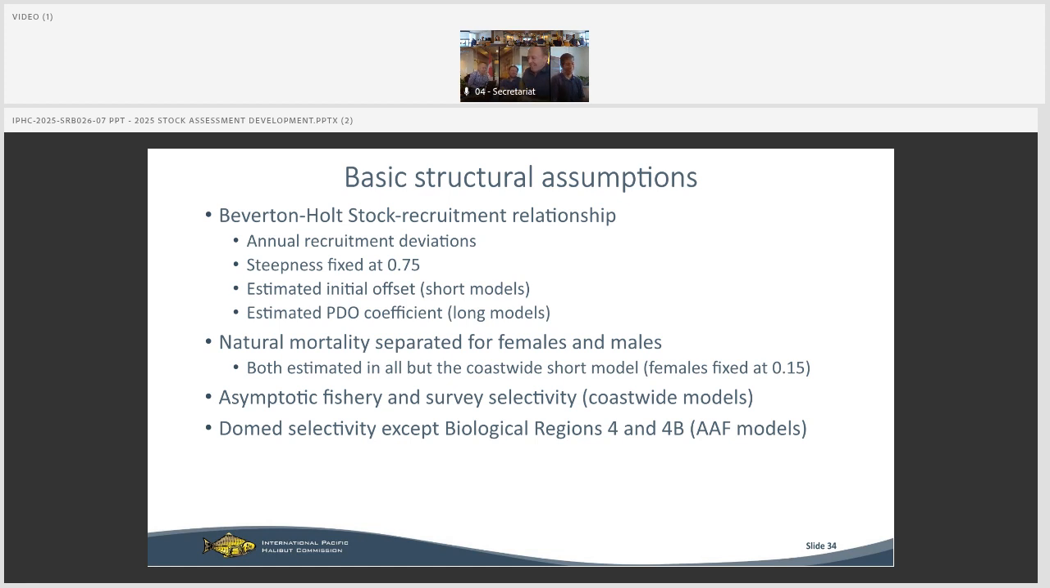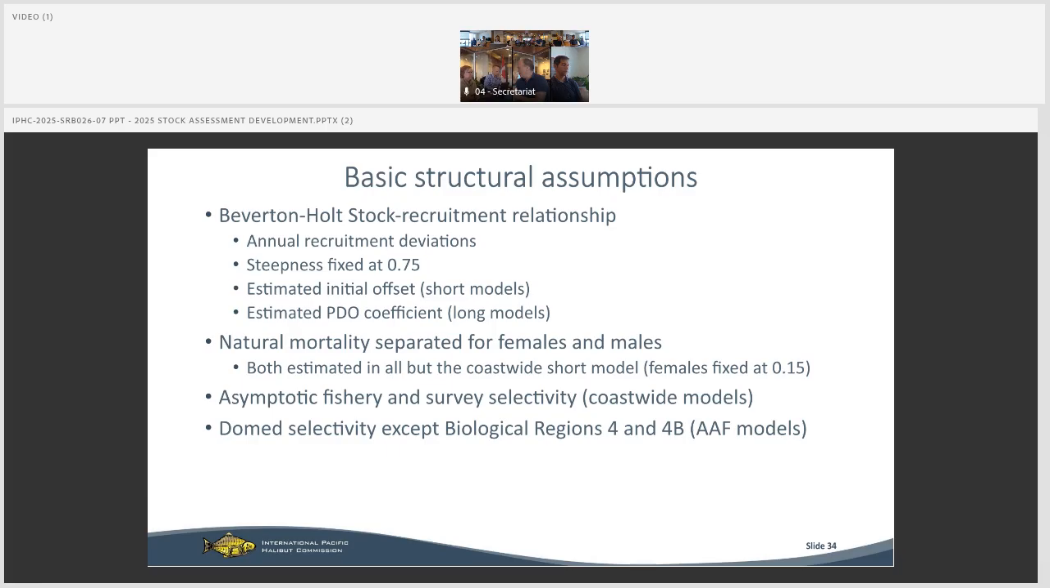Yeah. Really? So we have separate natural mortality for males and females, which makes a lot of sense given the difference in growth and size of those fish. Males are always estimated. Females are estimated in all models except the short coast. And I'll talk more about explorations into that later on when I get to sensitivities.